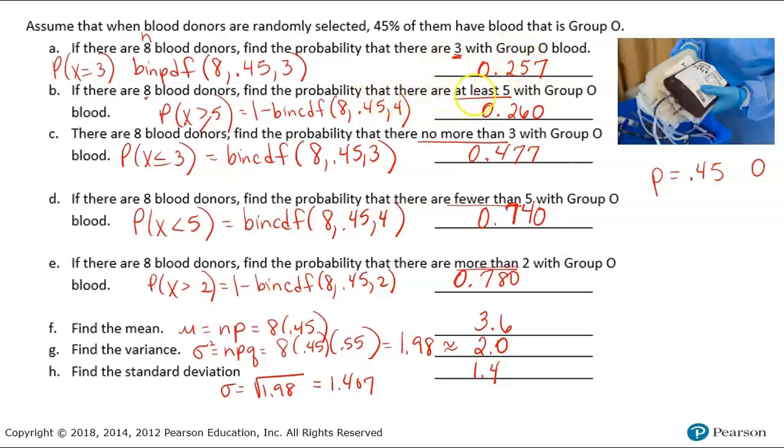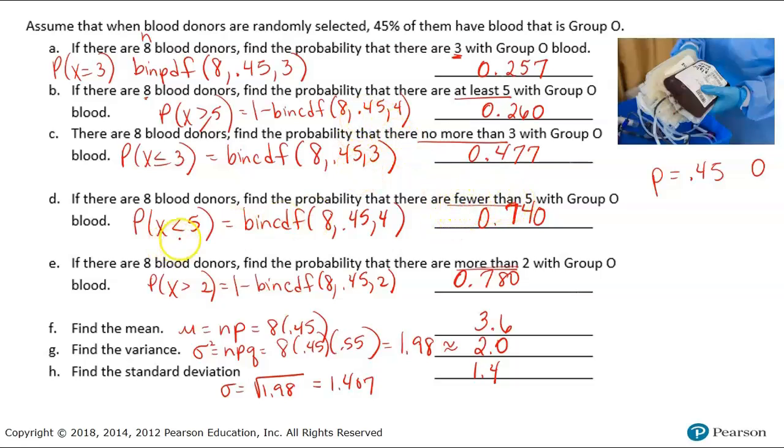And the next one you want at least 5, so at least 5 is going to be greater than or equal to 5. Because it's greater than, we'll do 1 minus the CDF, and since 5 is included here, it's not going to be included in the complement. We have to stop it at 4. The next one, no more than 3, is going to be less than or equal to 3. So the binomial CDF, you don't have to do 1 minus out here or anything like that. So we'll do the binomial CDF, and we're going to go all the way up to and include 3.